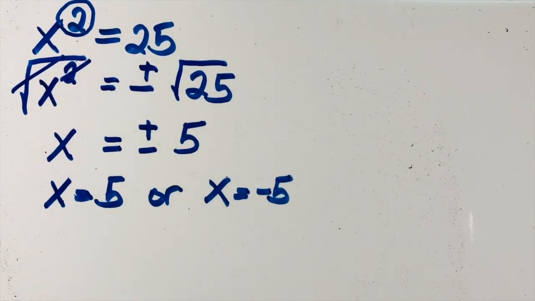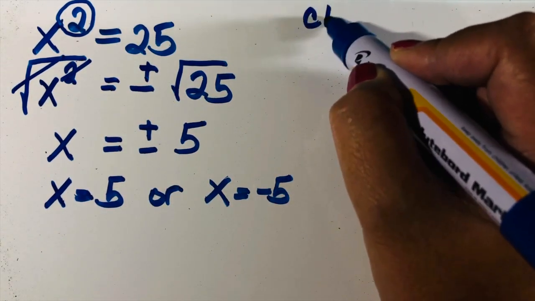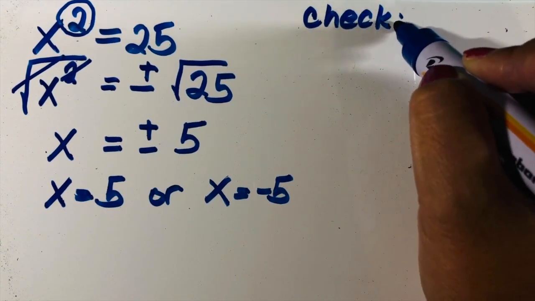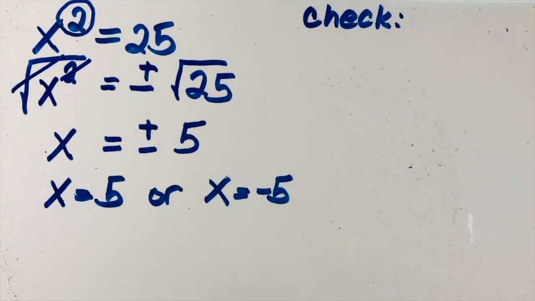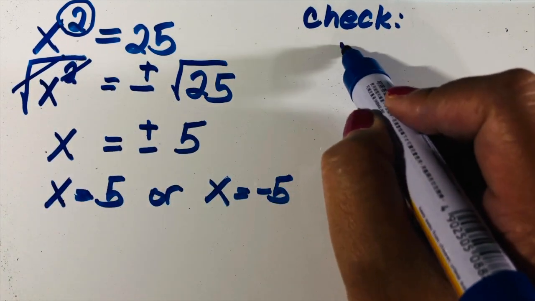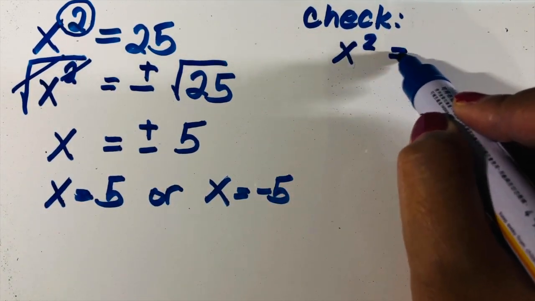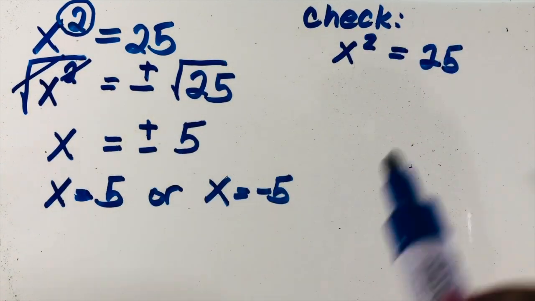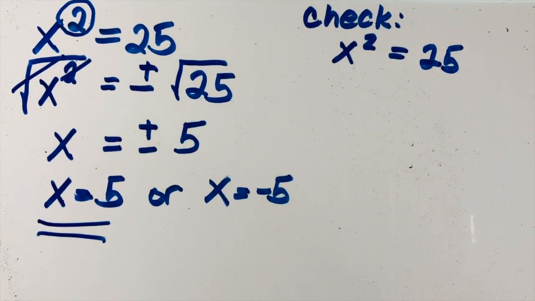Now, let us investigate why there are 2 solutions or 2 values of x. In investigating, we need to check to see if the values of x, or the solutions that we have, are correct. So everyone knows, in checking, we are going to use the original problem, which is x squared is equal to 25. So let us use the first value of x, which is positive 5.